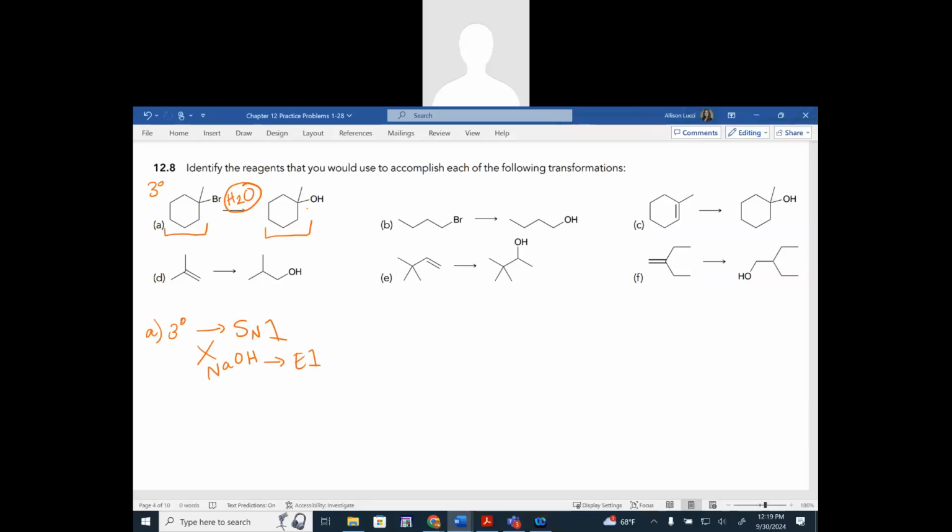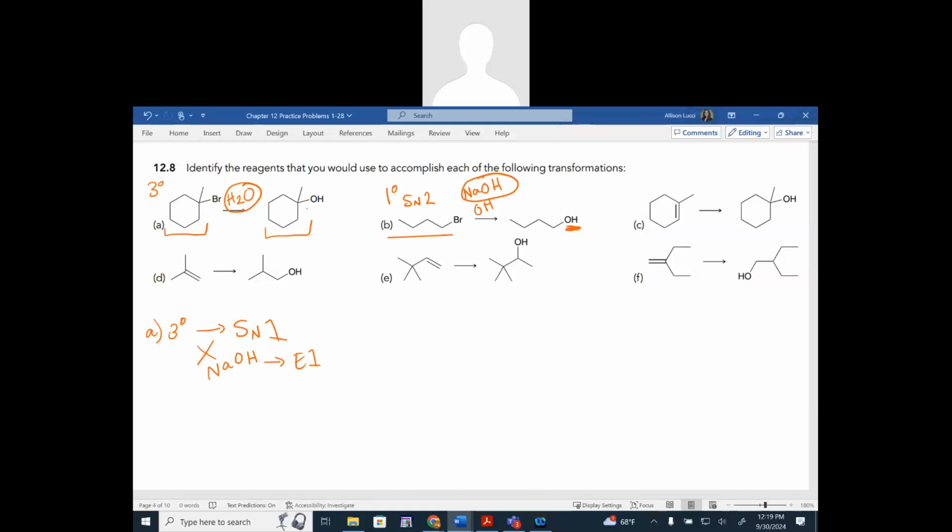So let's look at part B here. Again, our starting material is an alkyl halide. In this scenario, it is primary. So we know that with primary, SN2 mechanisms can give us our alcohol product here. And in this case, we can use a strong nucleophile, such as hydroxide. So sodium hydroxide could be a reagent that we could use to accomplish this transformation.